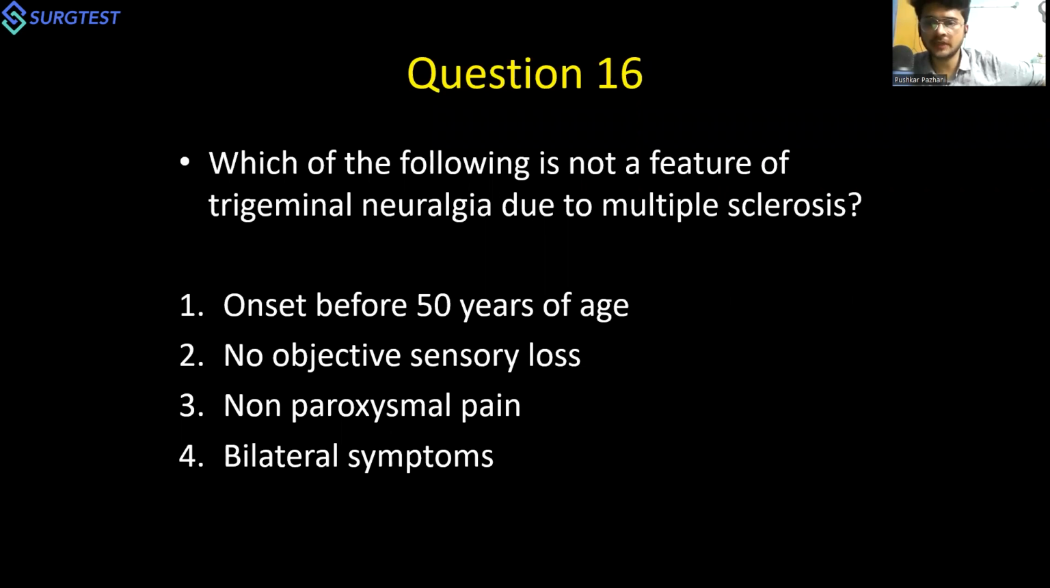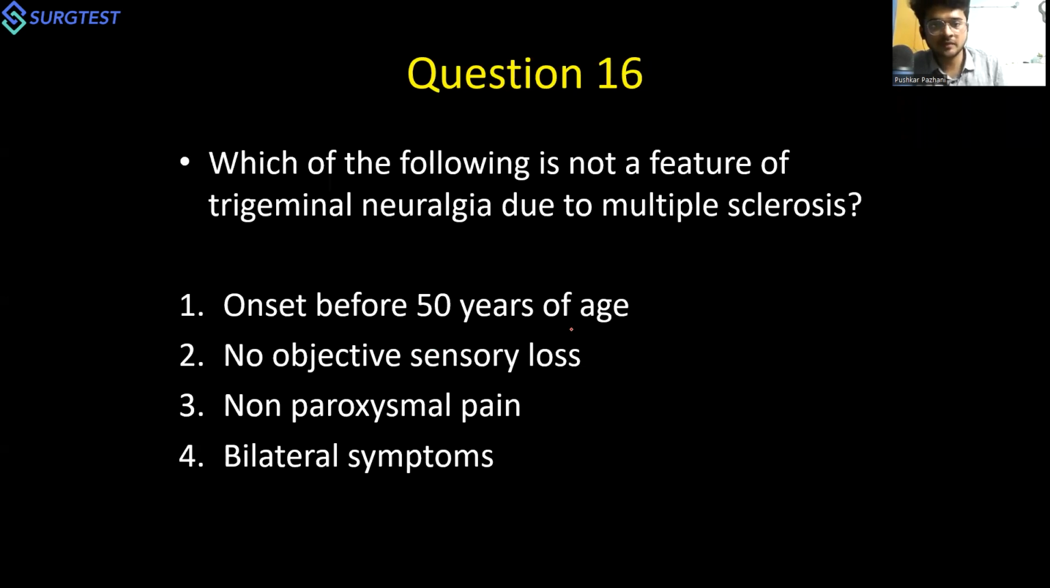Yeah, good. Many of you are answering it right. Maybe you're getting it right in the chat box too. Okay, so we'll conclude this. Great, more than 50% of you have got it right. So let's analyze this MCQ. Let's see which of the following is not a feature of multiple sclerosis trigeminal neuralgia, or a secondary trigeminal neuralgia.